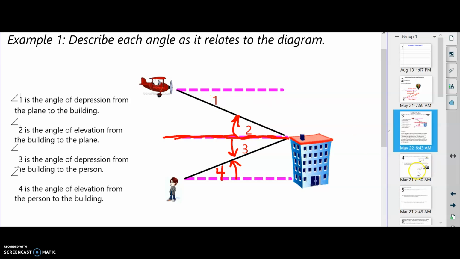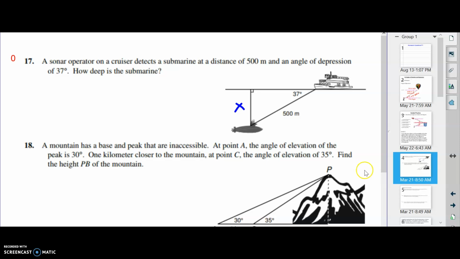All right, so some of your homework then, I think there's 4 questions like this, where you have the picture and you're just figuring out the missing thing. So the words here say that we have a sonar operator on a cruiser who detects a submarine at a distance of 500 meters.